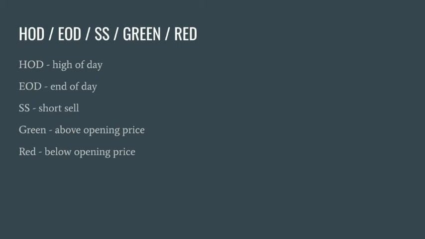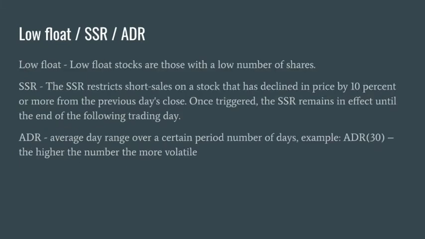SS, we see this a lot. It means short sell. So usually, if you see a trader tweet SS Apple, it means that they're initiating a position to short sell a stock on Apple, betting that it will go downwards. Green, obviously, means you're in the green zone. You're doing good. The stock is above the opening price and is in the green. Or red, the complete opposite, means it's on the bottom.